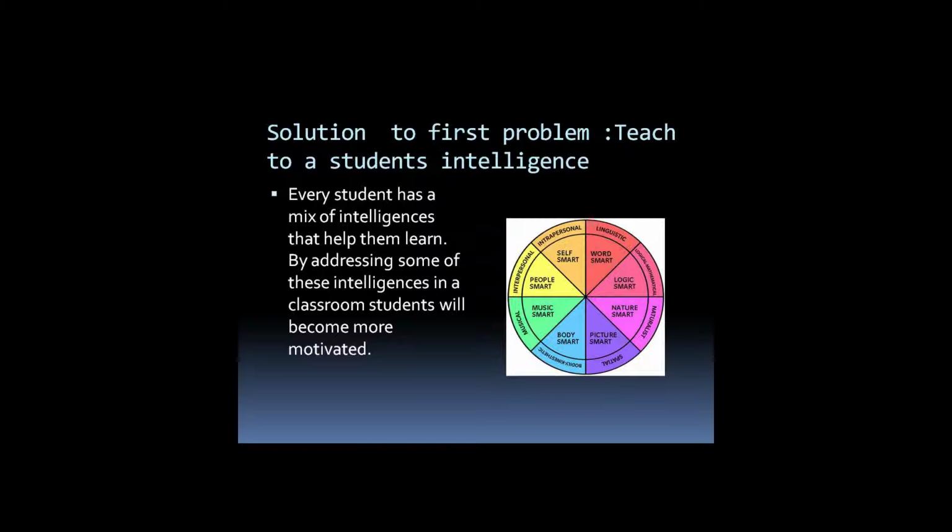A student with one intelligence will understand more about a lesson if the lesson is taught to accommodate that specific intelligence. An example is having a lesson that will take place outside. By having the lesson take place outside, a naturalist intelligence learner would understand the lesson better and be more motivated to learn something in the classroom.